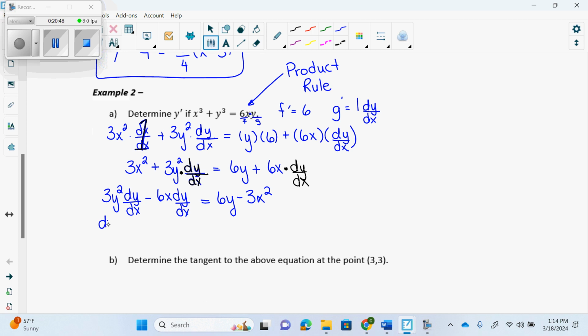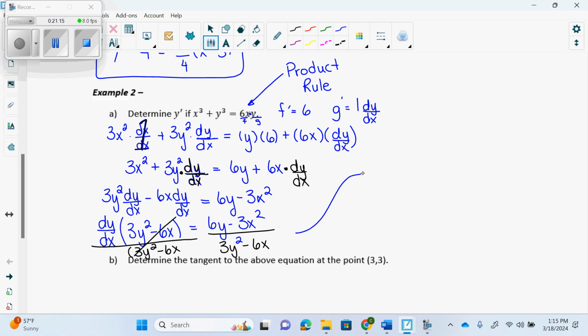So I get dy dx, and then what's left over? 3y squared minus 6x. And then this is 6y minus 3x squared. How do I get the dy dx by itself? Divide what's beside it. Remember you did that with all those logs in 30? Same thing. So my dy dx equals, can I take anything out of every single term?